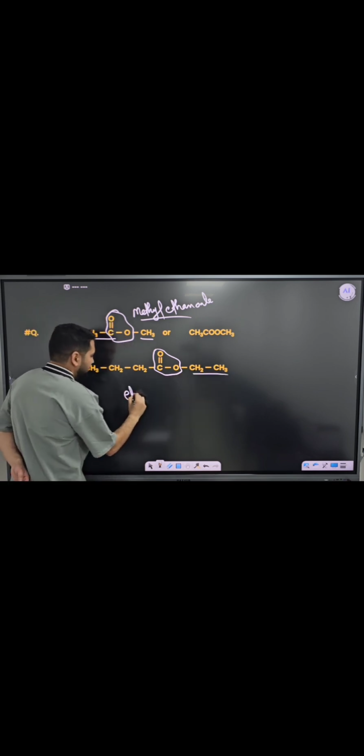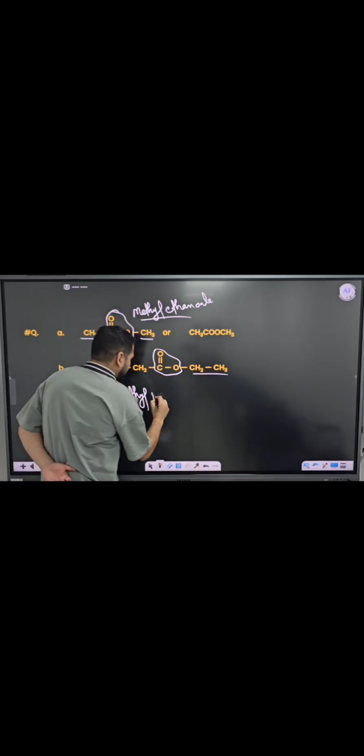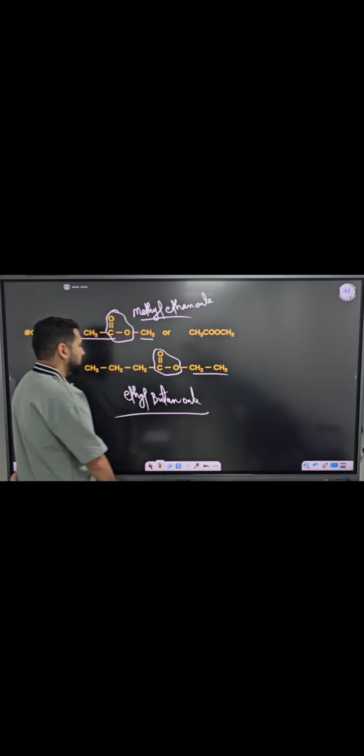Clear? In the same way, guys. Look here. There is COO. Right? It's again ester. Now, how many carbons are from this side? 2. 2 carbon means ethyl. And how many carbons are from this side? 1, 2, 3, 4. 4 carbon means butane. BUTANE. Now replace E by OATE. Ethyl butanoate. Right? Ethyl butanoate.